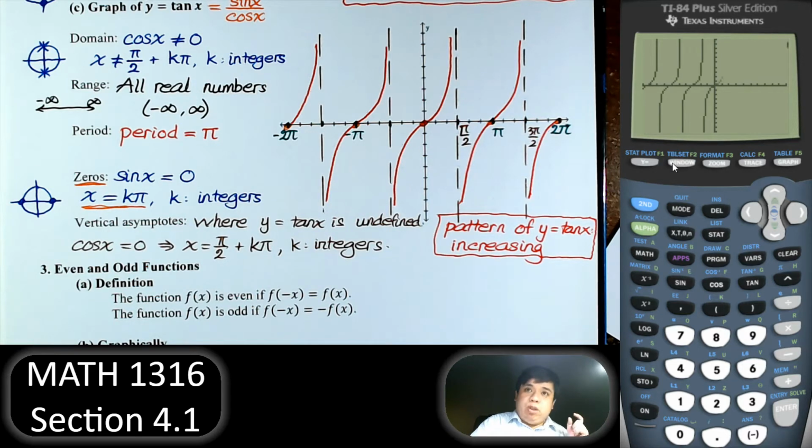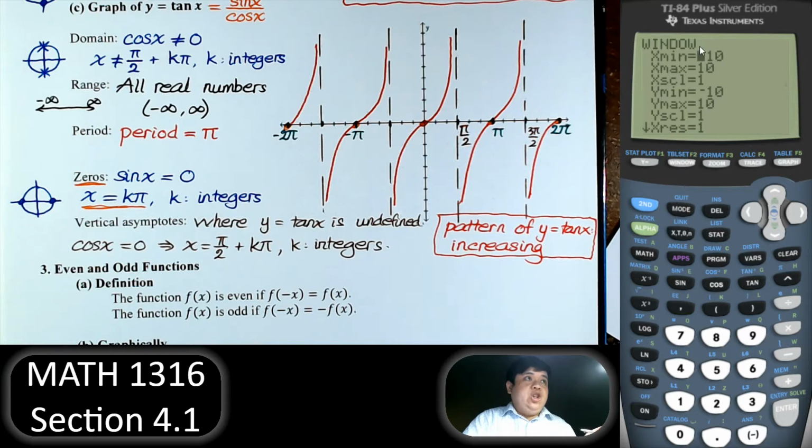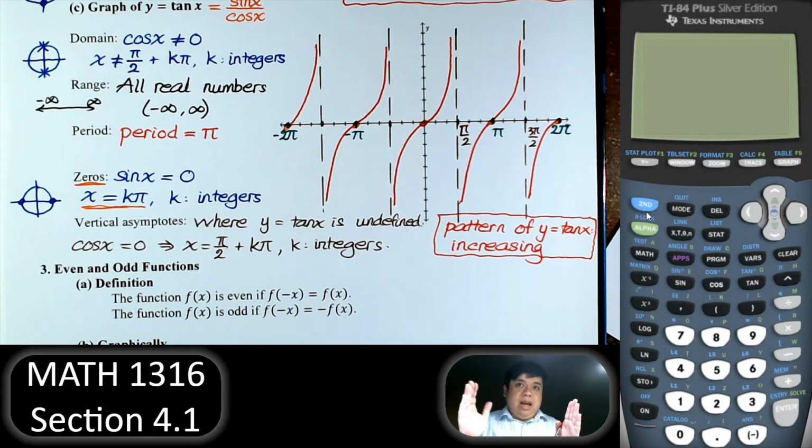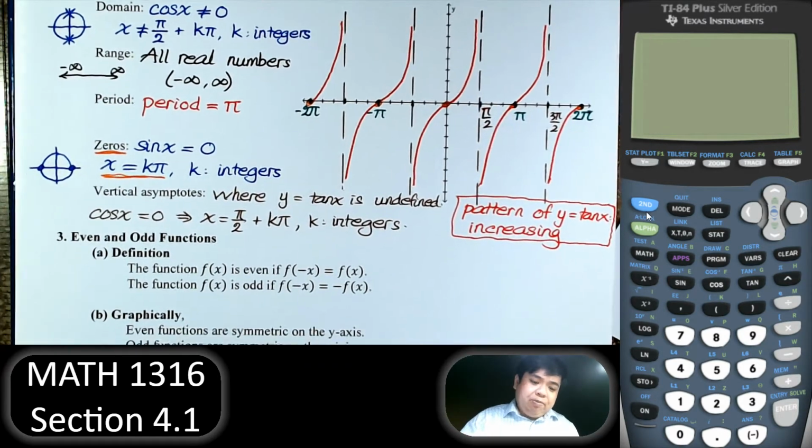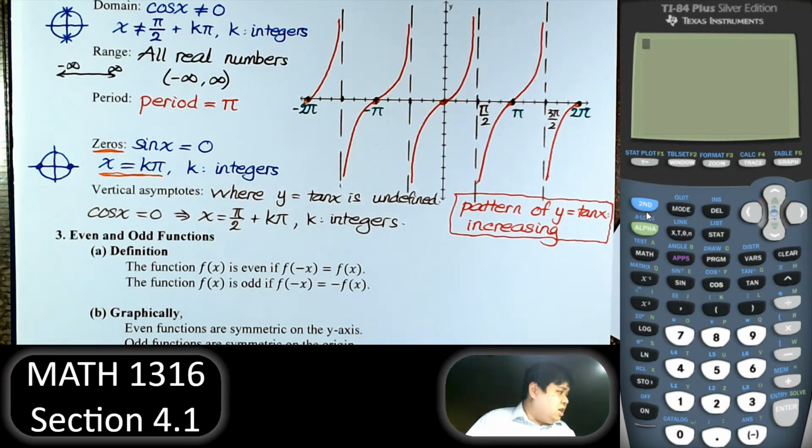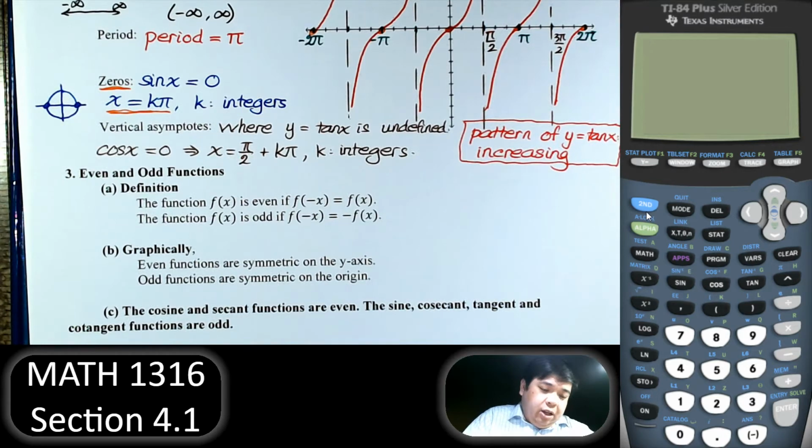If we want a specific window, hit window and then change the x and the y values. I mean change the window from the minimum x to the maximum x, minimum y to maximum y. Right, so those are the graphs of sine, cosine, tangent. Of course there are still 3 more functions, right? Now before we go to that, let's go over a few things.